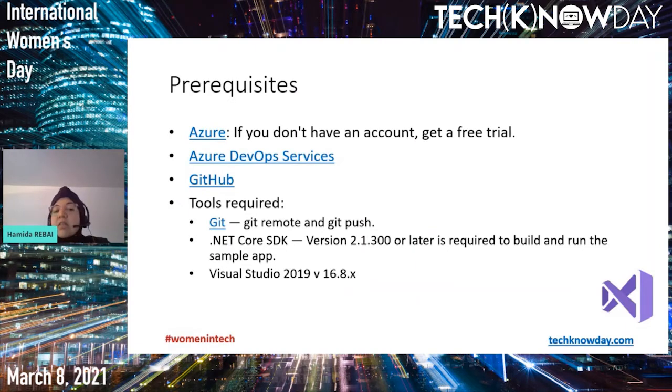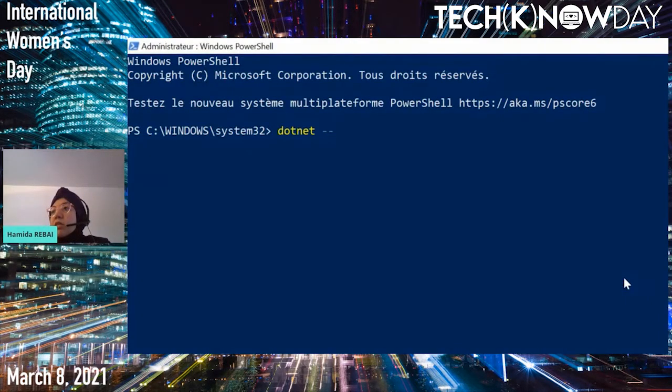A fundamental understanding of Git is recommended for this demo. We can review the Git documentation. .NET Core SDK version 5 or later is required to build and run a simple app. Visual Studio is installed with the .NET Core cross-platform development workload. The .NET Core SDK is already installed. To verify your .NET Core SDK installation, we open the command shell and run the following command, dotnet --version, and we have version 9.